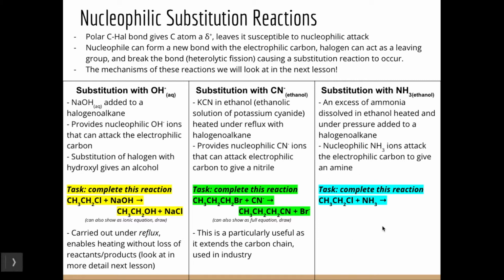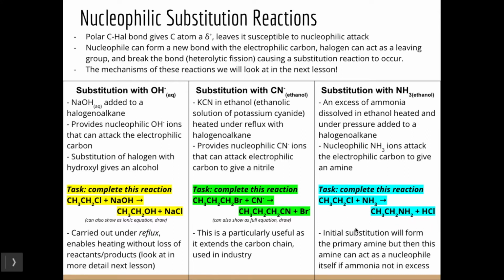Pause, work it out. Hopefully you wrote this. We would just simply replace the chlorine with an amine to get 1-aminoethane or ethylamine. And then hydrochloric acid, because when this nitrogen replaces the chlorine, we would have a nitrogen with 4 bonds. That would be an ammonium ion. So then we get deprotonation from the chloride to get the amine.